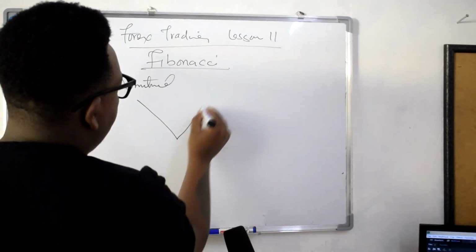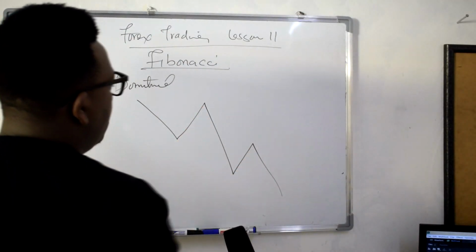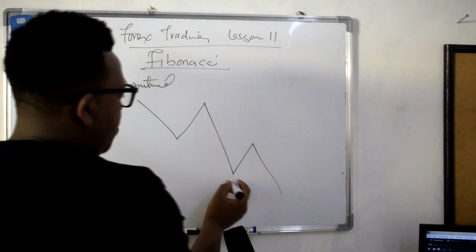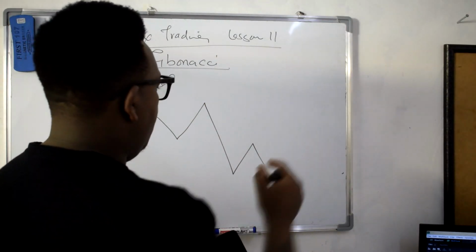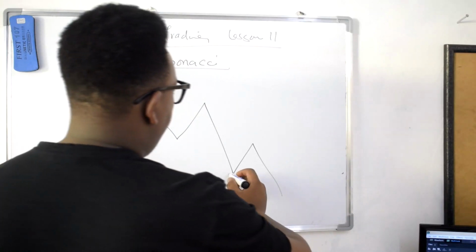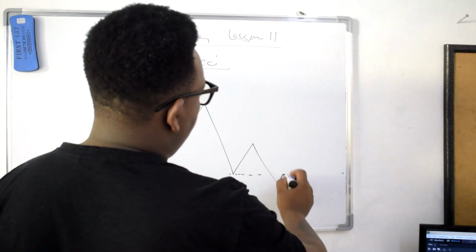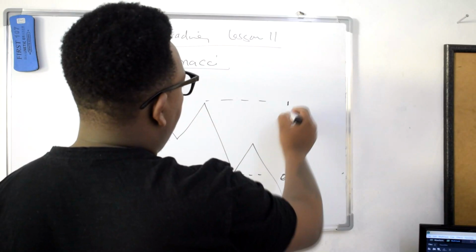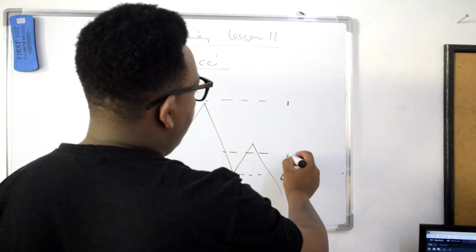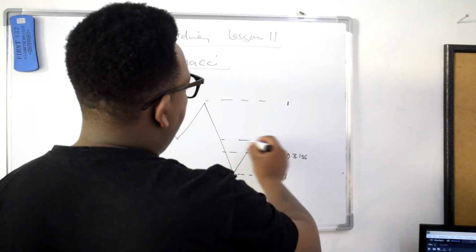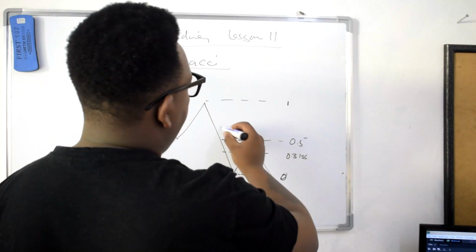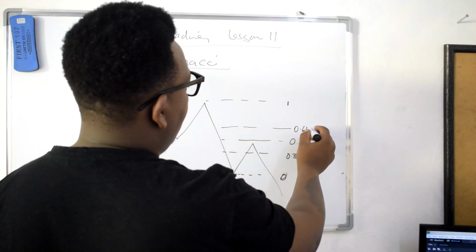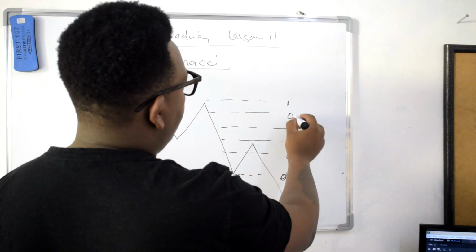So with the downtrend, let's say for example the market is going like that. What you do is pull your Fibonacci from this spot here. This should be your 0, then this should be your 1. So approximately somewhere here you have 0.318, we have 0.5, we have 0.618, and then we have 0.79.